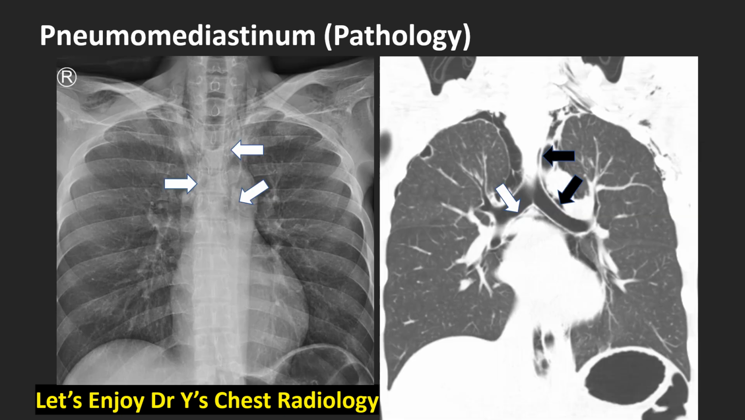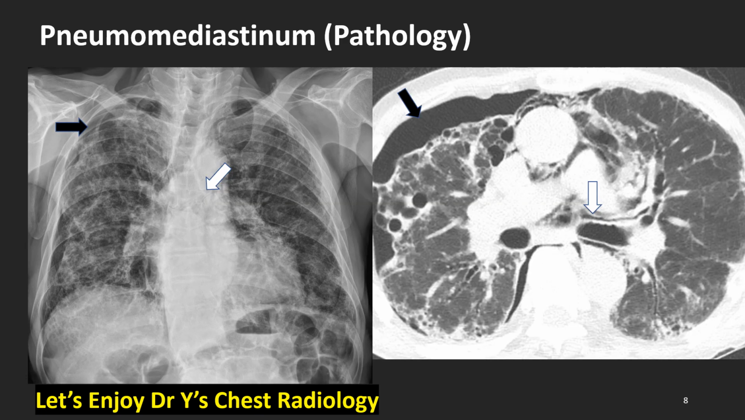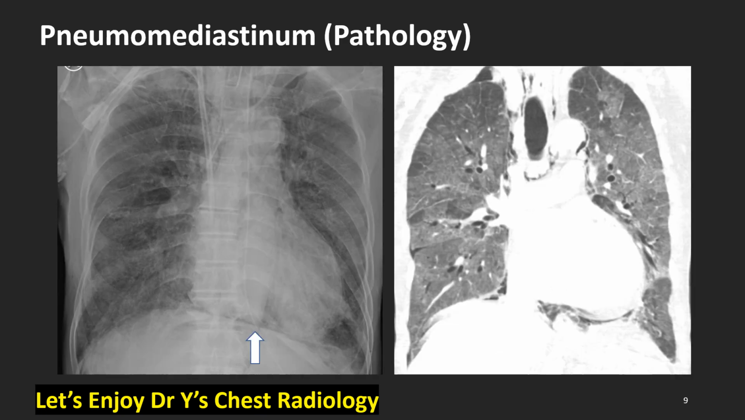Pneumomediastinum pathology. Arrows indicate air outlining the tracheobronchial wall, indicating pneumomediastinum. Pneumomediastinum pathology. White arrows indicate pneumomediastinum, and black arrows indicate right pneumothorax in an interstitial lung disease patient. Pneumomediastinum pathology. Arrow indicates continuous diaphragm sign of pneumomediastinum.